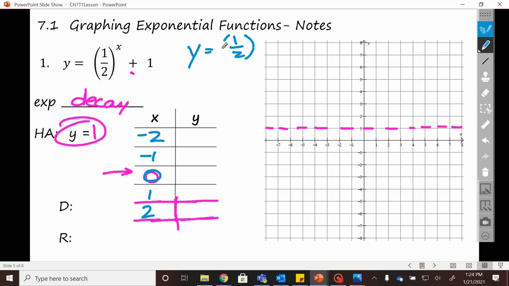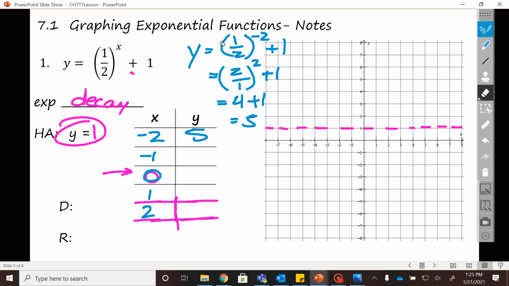Y equals 1/2 to the -2 plus 1. Remember, a negative exponent means that the number should go to the denominator. In the case of a fraction, this negative exponent goes to both of these, so they both go to the opposite place. So instead of 1/2, it becomes 2/1, and then the exponent becomes positive. So this is just 2 squared plus 1, which is 4 plus 1, which is 5. So plugging in -2 gives us the value 5.